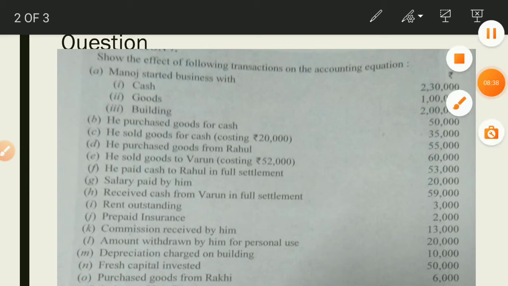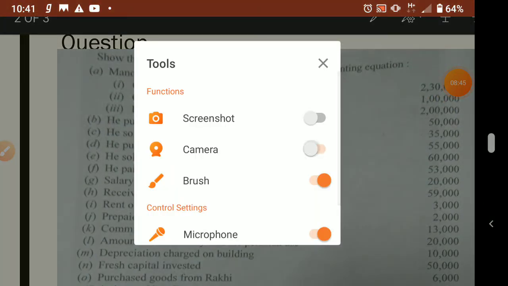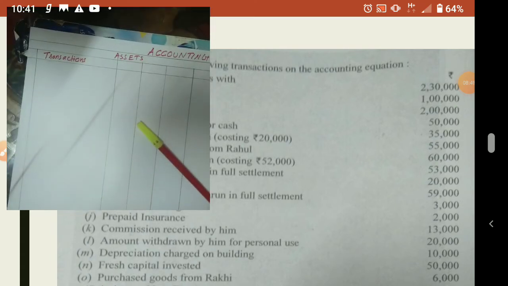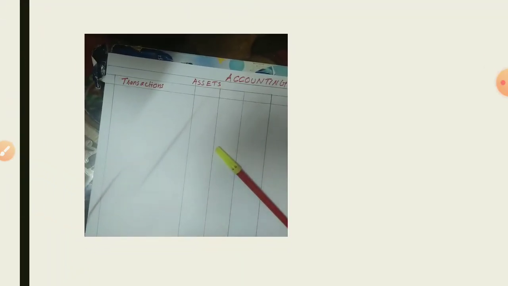Now I will show you how to solve this one. How to show this in the accounting equation, that I will tell you. I made the columns on paper so you can see, because it is not possible to show the full thing at a time. In the accounting equation, assets are equal to liabilities and capital. In this way only you make it. Last class I just explained this for introducing the topic. Now today I will explain this one full question in the full format.